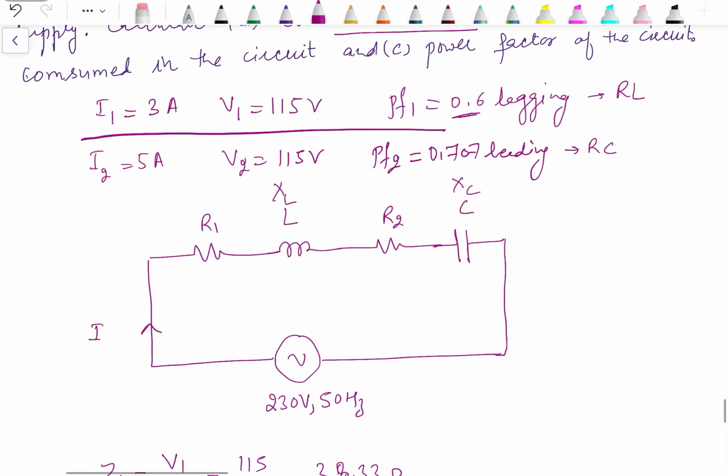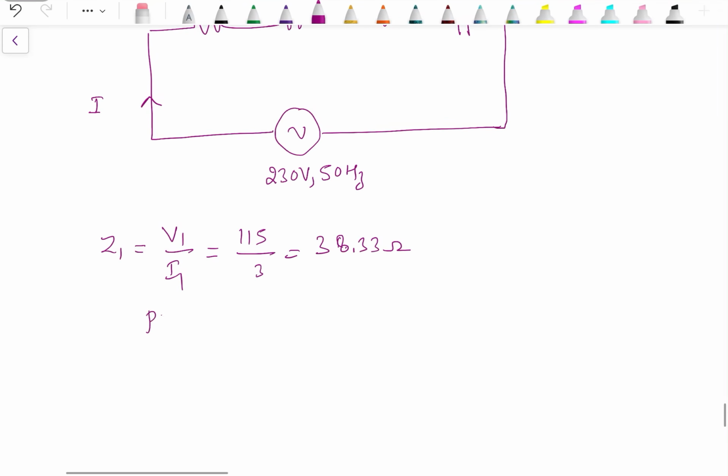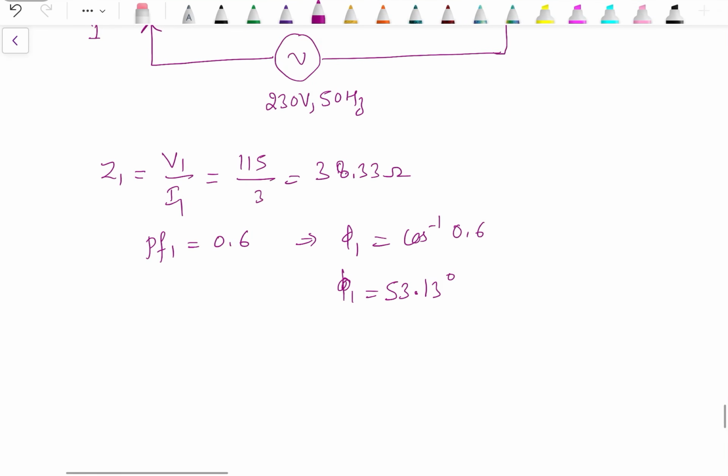Power factor is 0.6 lagging. So from here we can have the value of phi 1, that is cos inverse 0.6, which will give the value of phi 1 as 53.13 degree. R1 is Z1 cos phi 1, 38.33 into 0.6. This one is 23 ohm.